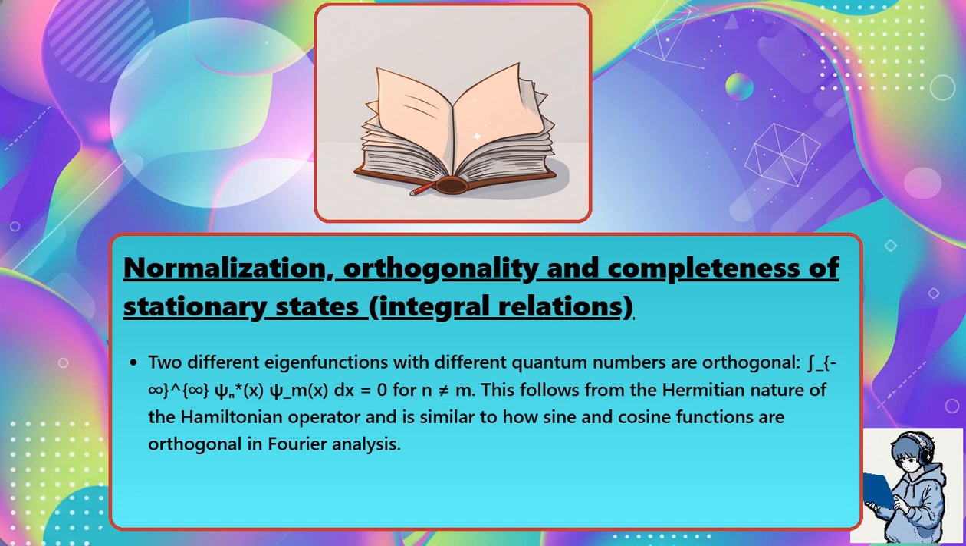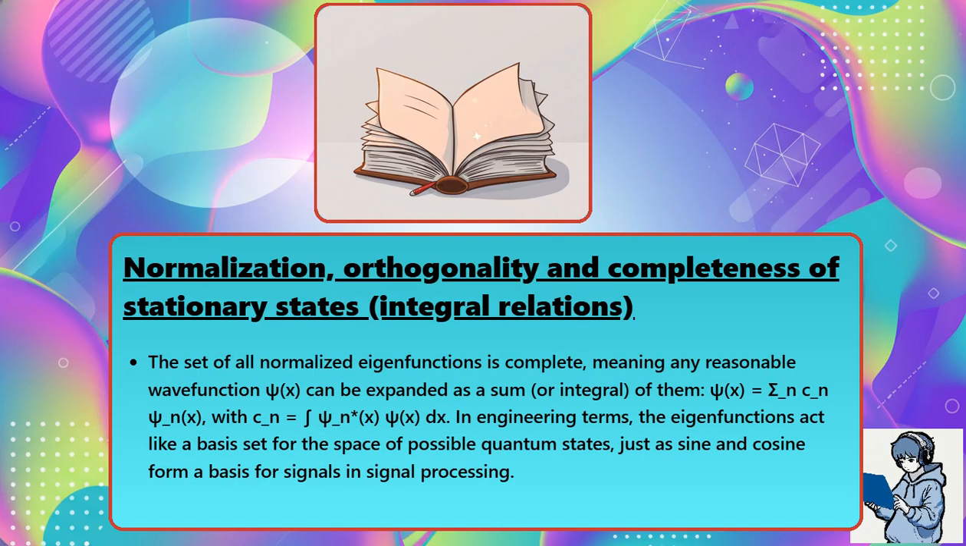The integral from minus infinity to infinity of psi sub n star of x times psi sub m of x dx equals 0 for n not equal to m. This follows from the Hermitian nature of the Hamiltonian operator, and is similar to how sine and cosine functions are orthogonal in Fourier analysis. The set of all normalized eigenfunctions is complete, meaning any reasonable wave function psi of x can be expanded as a sum or integral of them.